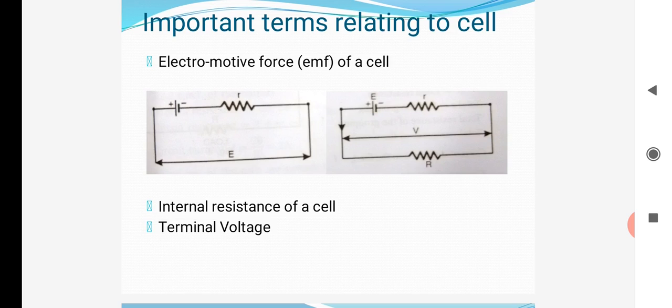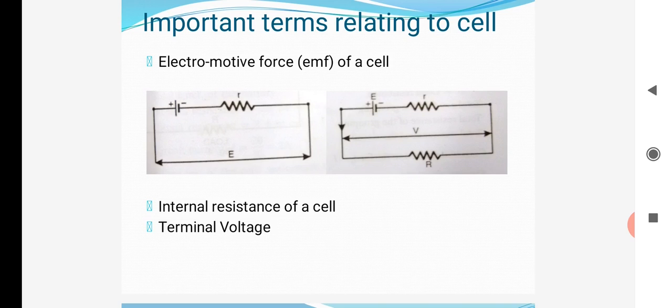Now what is EMF? As you can see in the first diagram, E is written over here, which represents EMF. This is the voltage when your cell is not connected in the circuit. The voltage which appears at that time across the terminals of the cell is known as EMF.